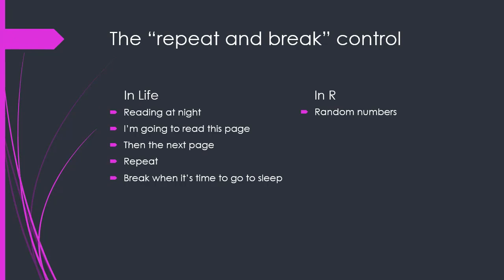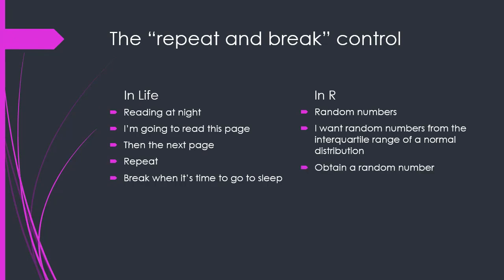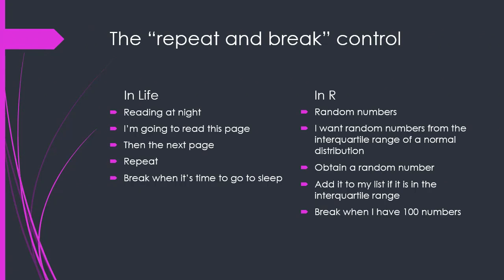In R, I'm going to take random numbers. I want random numbers from the interquartile range of a normal distribution. So let me take one, add it to my list if it's in the interquartile range. And when I have 100 numbers from the interquartile range, I'm going to break. So what you do here is keep repeating until you meet a certain condition.